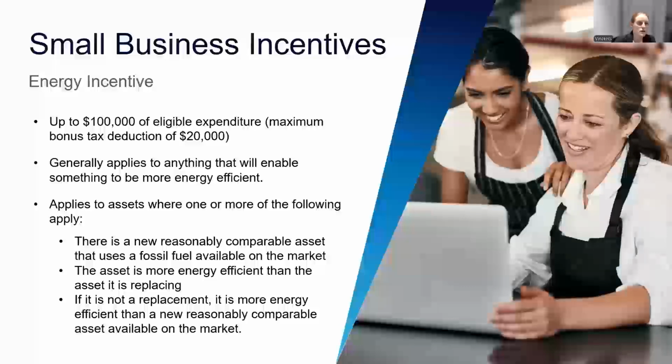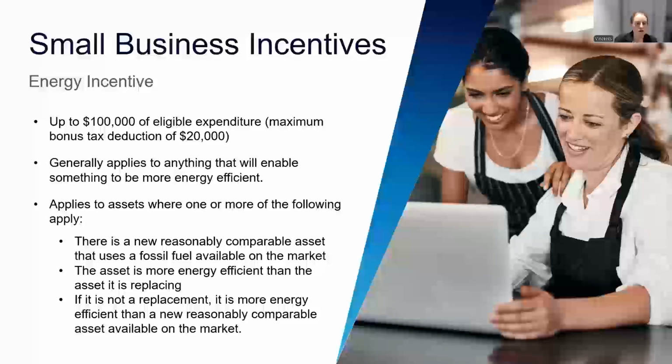So it can apply to up to $100,000 of eligible expenditure. And so then the maximum bonus tax deduction that you can get is $20,000. So 20% of that 100,000. It generally applies to anything that will enable something to be more energy efficient. So it applies to assets where one or more of these 3 points applies. So either there is a new reasonably comparable asset that uses a fossil fuel available on the market, so it needs to be available for you to easily buy. The asset is more energy efficient than the asset it is replacing. And if it's not a replacement, it needs to be more energy efficient than a new reasonably comparable asset available on the market. So it's going to be an interesting one to substantiate.